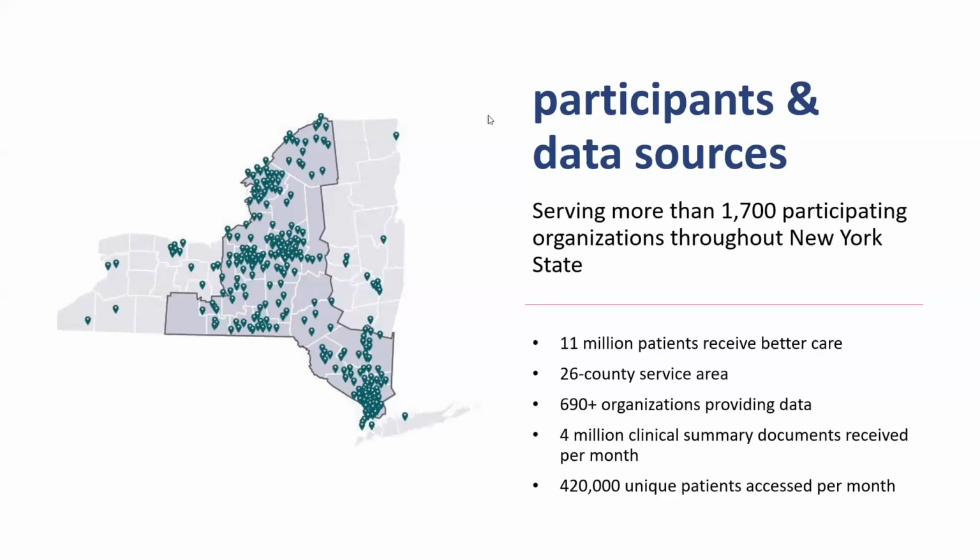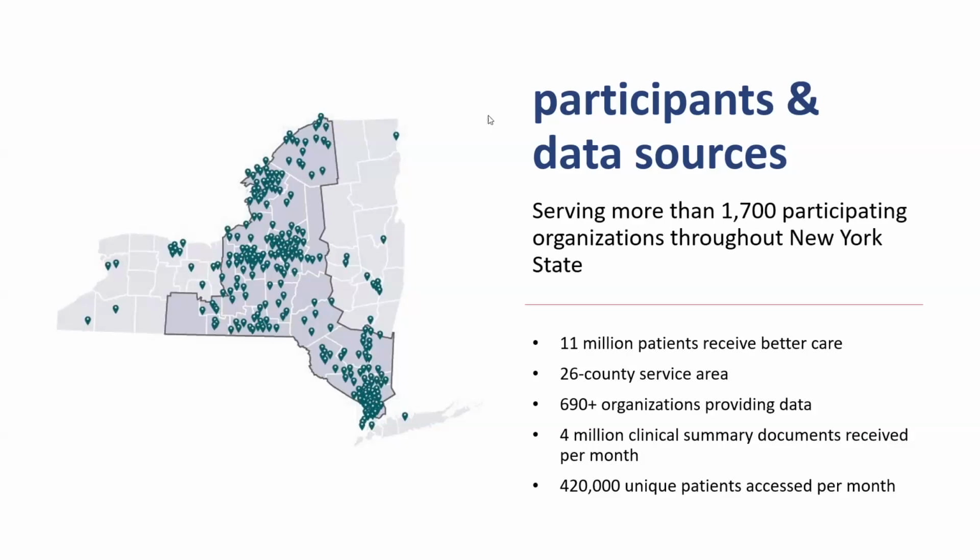We have over 1,700 organizations that are participating and using our services. So all the little green dots that you see on the map there are our participants. And of those participating organizations, we have over 600, close to 700 of them that are also contributing their data and making it available to all of those participants.